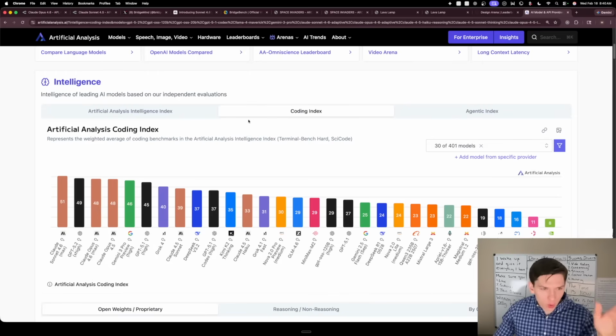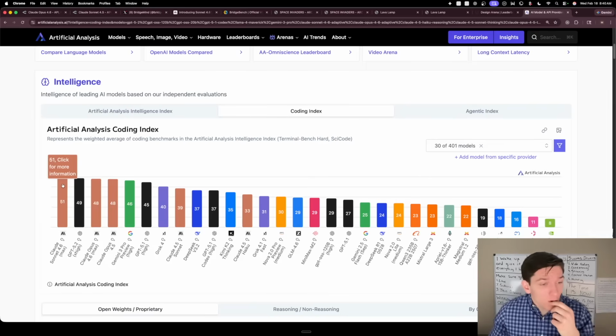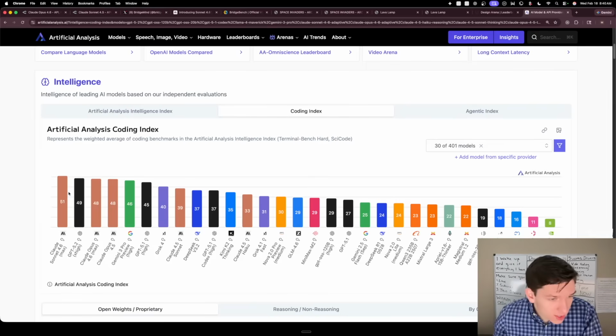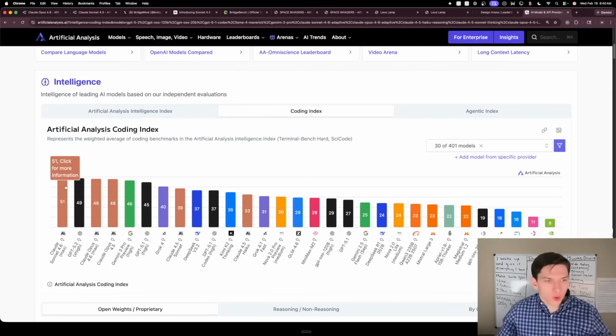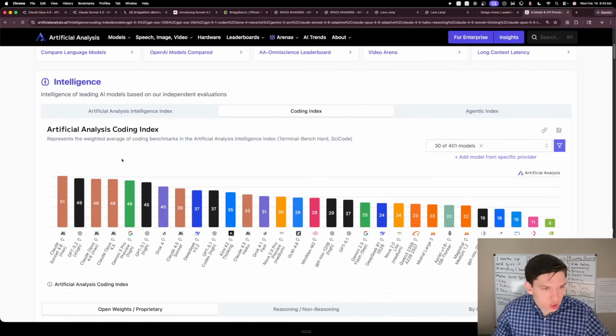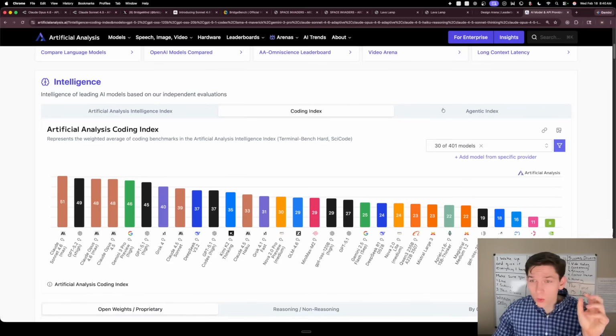If we go to the coding index, let's take a look there. Wow, look at this, guys. On the coding index, this is big. Sonnet 4.6 is the best performing model in the Artificial Analysis coding index. Look at this, 49 and then 51. This is the highest performing model in the Artificial Analysis coding index. I definitely need to make an X post about that because that's a big deal. This is a high value index.